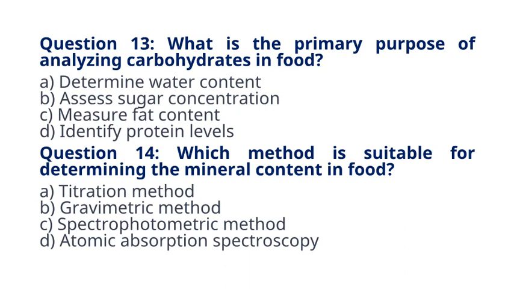Question 14. Which method is suitable for determining the mineral content in food? A. Titration method. B. Gravimetric method. C. Spectrophotometric method. D. Atomic absorption spectroscopy. The correct answer to question 14 is option D. Atomic absorption spectroscopy. Explanation: atomic absorption spectroscopy is commonly used for the determination of mineral content in food.